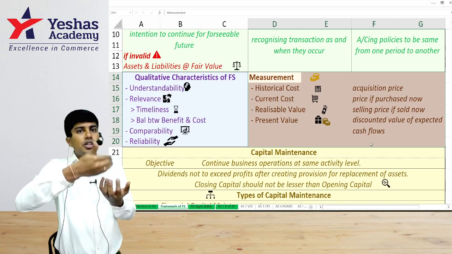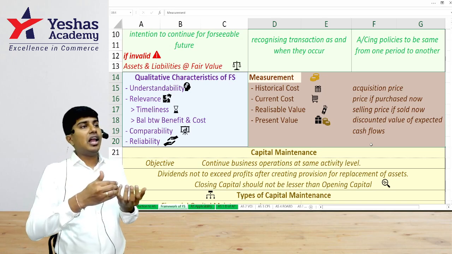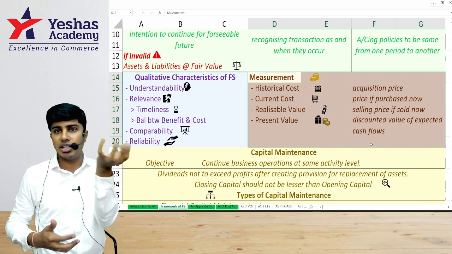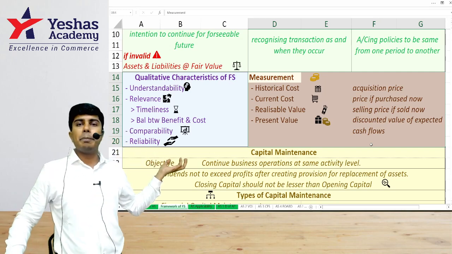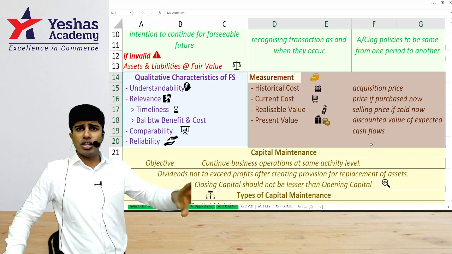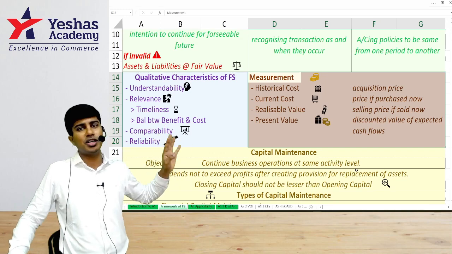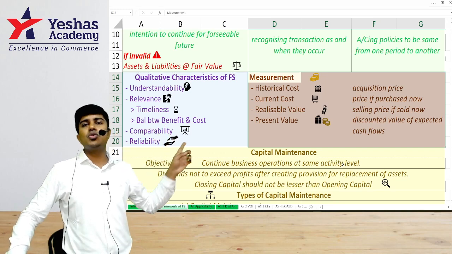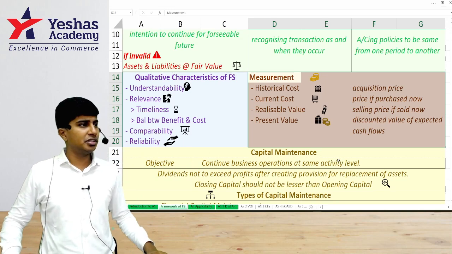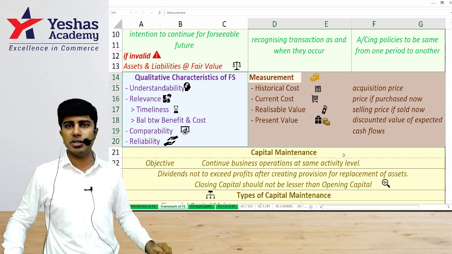If I discount it to today's date, the present value of the future cash flows this asset is going to generate will become my present value of the asset. Based on the situation, circumstance, and the applicable provisions of the applicable accounting standard, we will decide which value to use for which item in the balance sheet. But these are the four valuation principles.